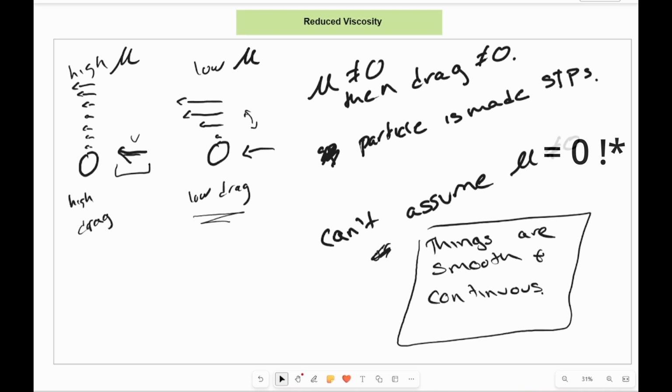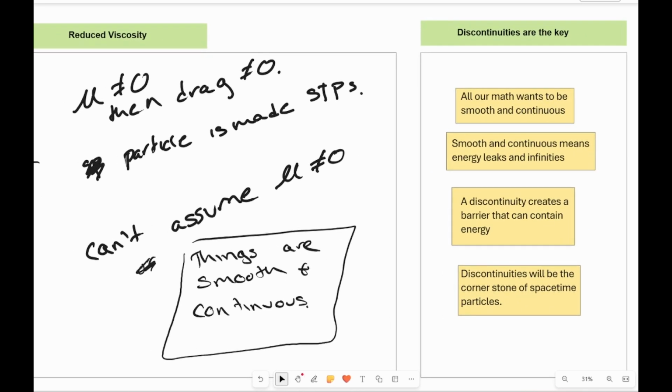So what does a discontinuity do for us? And I'm going to argue that discontinuities are absolutely essential to this theory. So in all of our math, when we're trying to do integrals, we like smooth and continuous functions because they evaluate very well. However, smooth and continuous functions lead to energy leaks and infinities, right? Because they kind of never end. You could have just the smallest bit of viscosity, and that's still going to add a little bit of friction, and we're going to end up slowing things down. If it's smooth and continuous, that will be significant in the long run, especially if you're looking at time or distance.